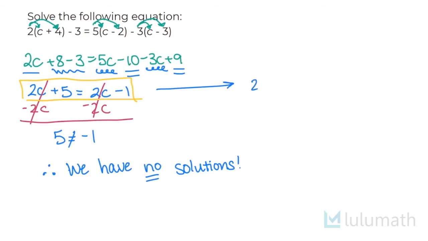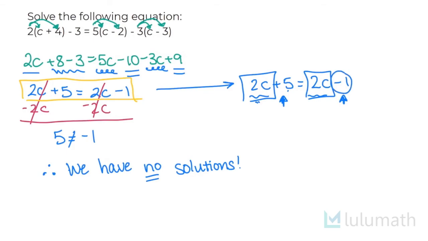This part right here is saying 2c plus 5 is equal to 2c minus 1. So this is saying 2 multiplied by some number, and then you add 5 to it, is going to equal 2 multiplied by that same number minus 1. And if I add 5 to this number here, I'm subtracting 1 from the same number here, which is not possible. I will never get my two sides of my equation to be equal to each other.